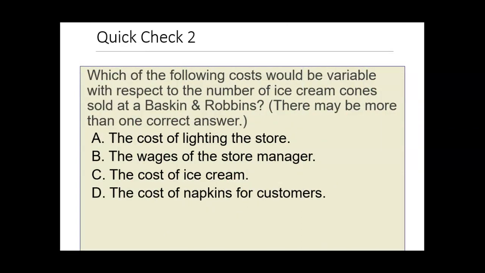So which of the following costs will be variable with respect to the number of ice cream cones sold at Baskin Robbins? So depending upon the number of ice cream cones sold by Baskin Robbins, which of these costs would be considered variable costs? If you said C and D, you're correct because the cost of the ice cream, direct material, is going to be impacted by the number of ice cream cones that we sell. The cost of napkins for a customer, which is indirect material, will also be impacted by the number of ice cream cones that we sell.